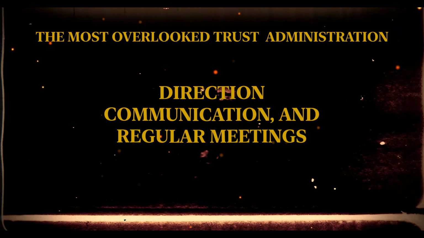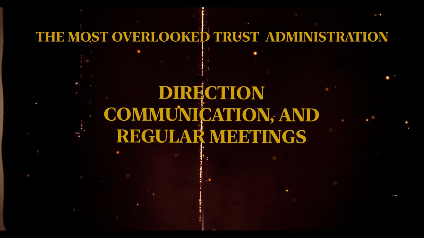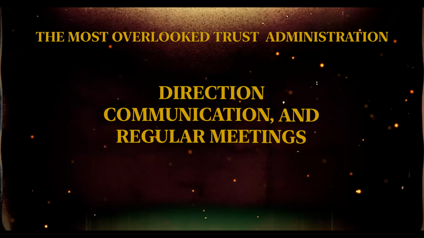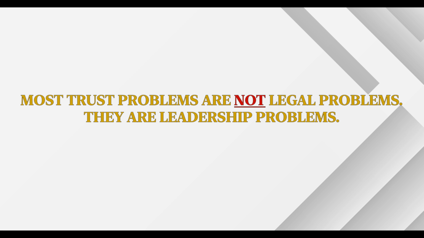The direction problem. Leadership is one of the most overlooked parts of trust administration. This lesson explains why direction, communication, and regular meetings determine whether a trust operates smoothly. When leadership is absent, confusion spreads and decisions stall. Strong leadership helps align trustees, beneficiaries, and a grantor so the trust can move forward. Most trust problems are not legal problems, they are leadership problems. Administration requires someone who can set direction for the trust group.